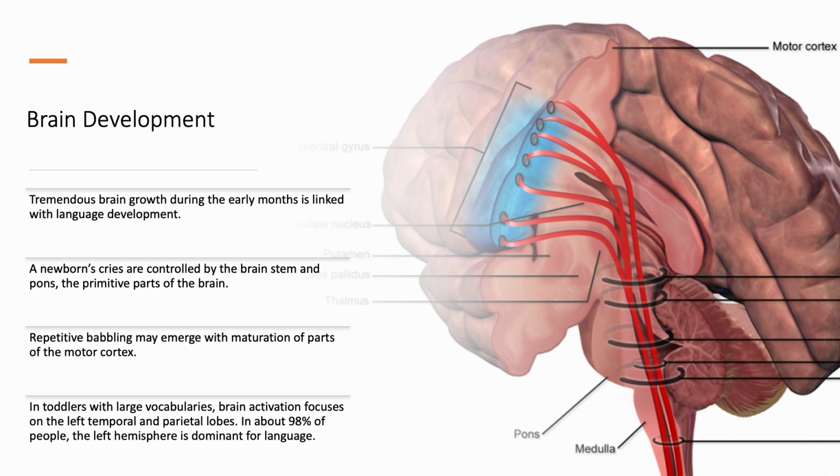Of course, much of language is dependent on brain development. Tremendous brain growth during the early months is linked with language development. A newborn's cries are controlled by the brainstem and the pons, the primitive parts of the brain. Repetitive babbling emerges from maturation of parts of the motor cortex. In toddlers with large vocabularies, brain activation focuses on the left temporal and parietal lobes. In about 98% of people, the left hemisphere is dominant for language.